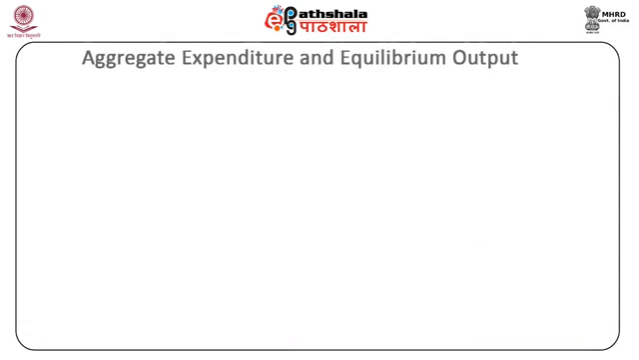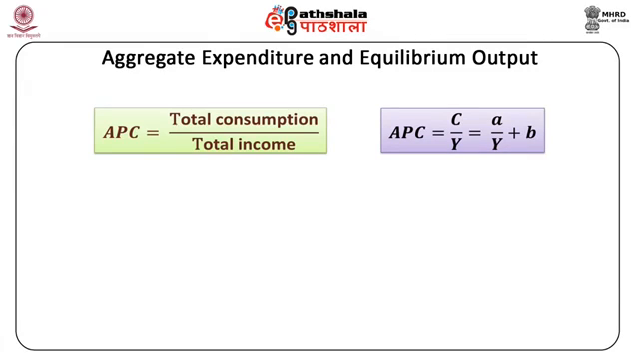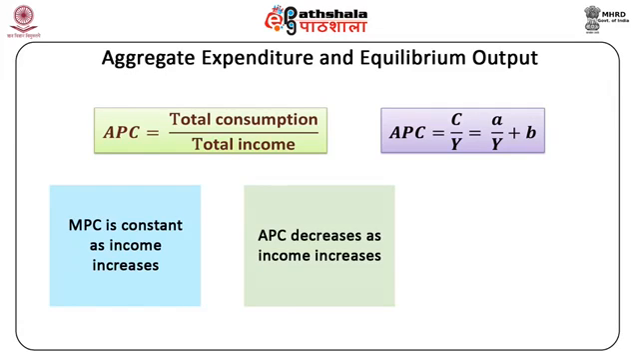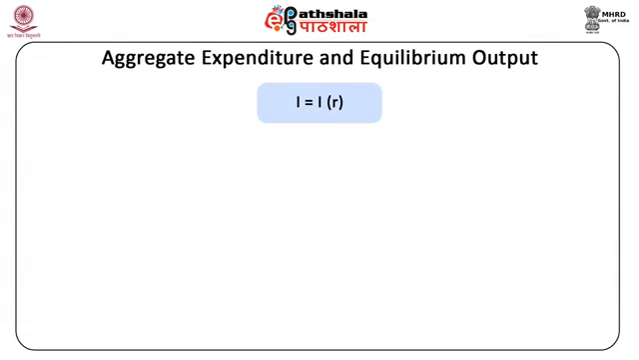Average propensity to consume, that is APC, is defined as total consumption to total income and is given by APC = C/Y = A/Y + B. For a linear consumption function, we can say that MPC is constant as income increases, APC decreases as income increases, and MPC is less than APC. Planned investment is assumed to be a function of the real rate of interest R. Hence, aggregate demand equals consumption expenditure plus investment expenditure, which equals A + BY + I bar.